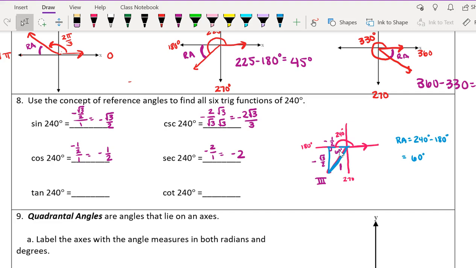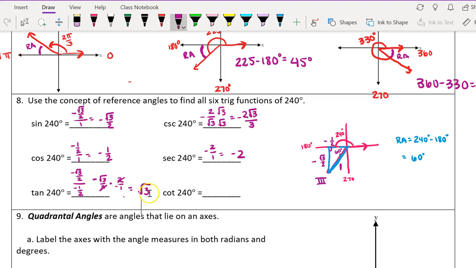The tangent is the opposite over the adjacent. So I'm going to take negative root 3 over 2, this gets a little messy, over negative 1/2. Well, remember we can write fractions horizontally. So what ends up happening is keep, change to multiplication, and flip. So the 2's end up canceling, and I'm left with a negative over a negative, which is a positive square root of 3. Okay, the cotangent is the reciprocal.